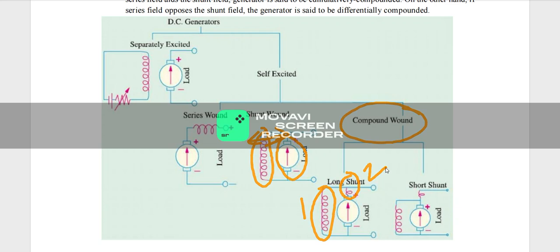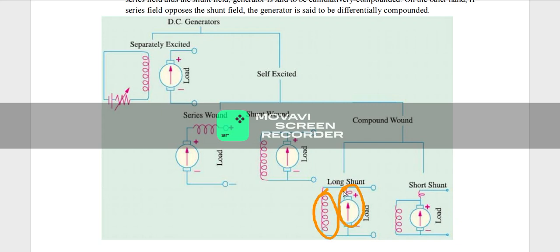And compound wound DC generators are again classified into two types, that is long shunt and short shunt compound wound DC generators. In long shunt compound wound generators, we can see that the armature and the series field winding are connected in parallel with the shunt field winding. That is, we can say that the series combination of armature and the series field winding is fully parallel with the shunt field winding. Then that type of winding we will be calling a long shunt compound wound DC generator.